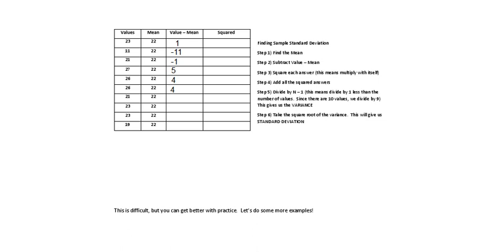Then 21 minus 22 is negative 1. 23 minus 22 is positive 1. And positive 1 again. And finally, 19 subtract 22 is negative 3. Okay, so we did value minus mean.